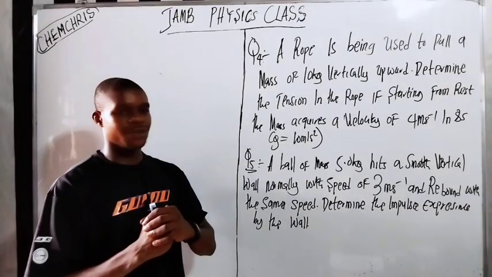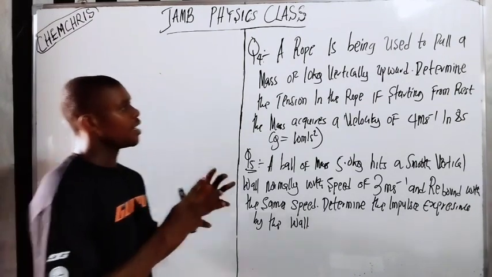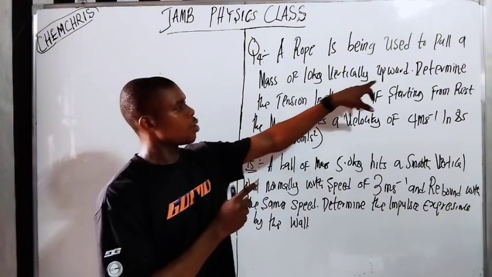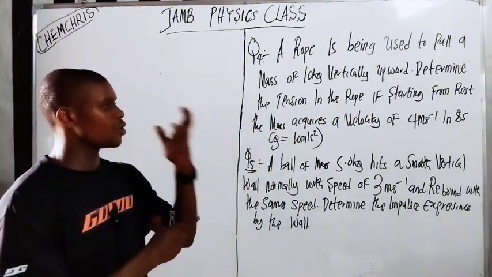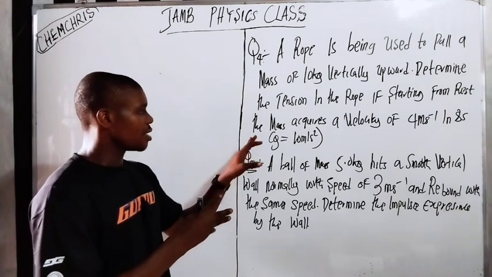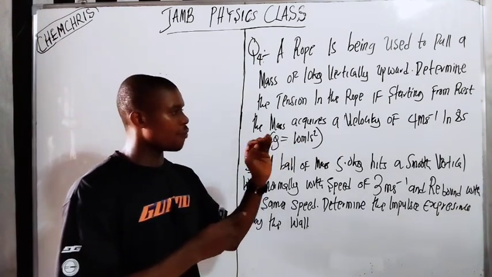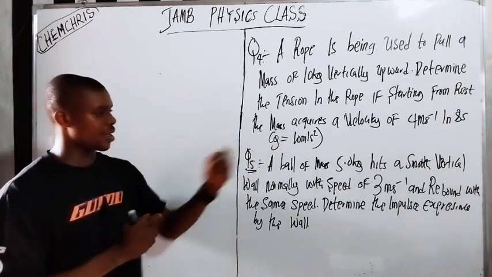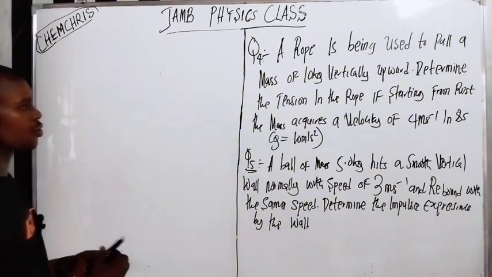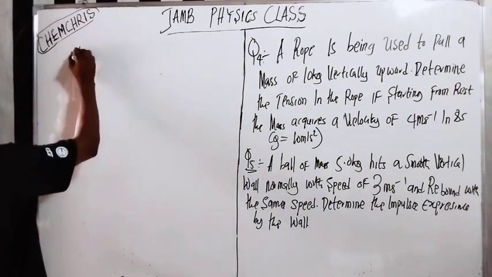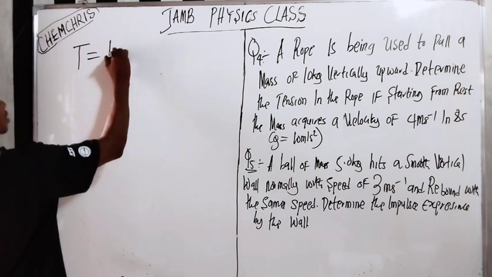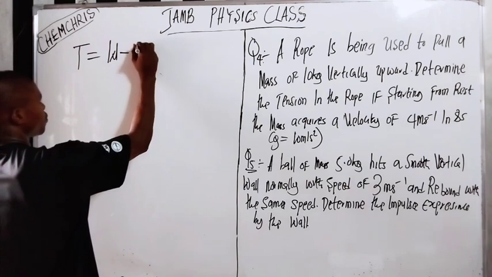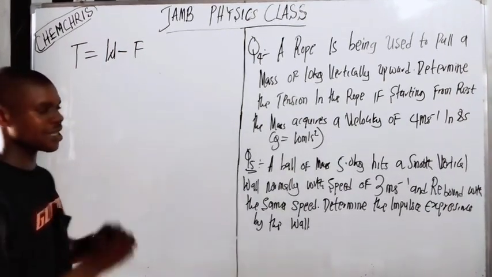Okay, now let's look at the last set of questions in this video. They say that a rope is being used to pull a mass of 10 kg vertically upward. Determine the tension in the rope if, starting from rest, the mass acquires a velocity of 4 meters per second in 8 seconds. Now they give you that here. So the first thing we want to look at: what is tension? Tension is the difference between the weight of the object minus the upward force.